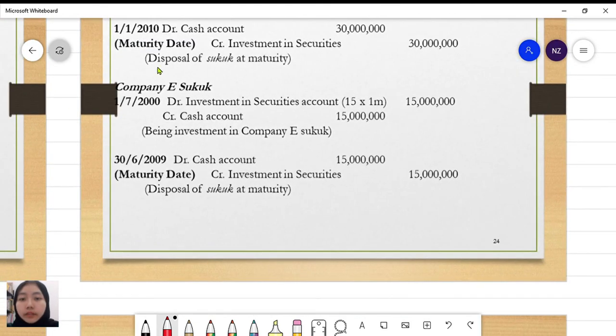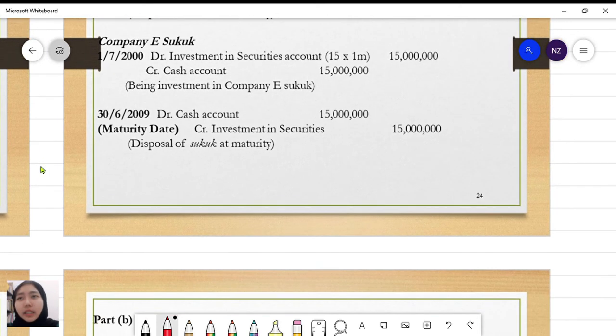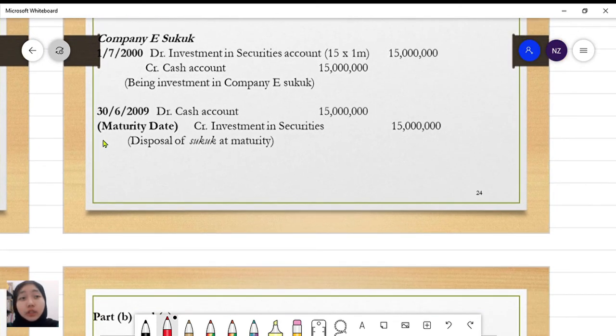Alright. First thing first, we record the same way at the acquisition date, we record the investment in securities account. Take the price of the sukuk and times the quantity of sukuk, 1 million, to get the total. And then because we have to record at the end of 30 June 2009, right, and it has reached maturity date already. Okay, so we also sell the sukuk: debit cash, credit investment in securities.